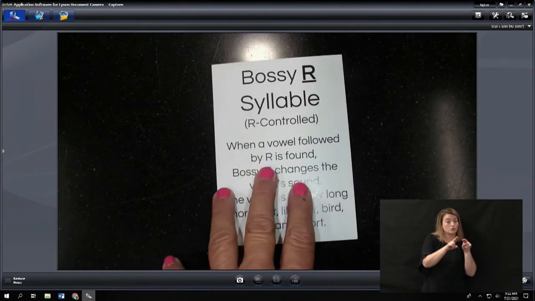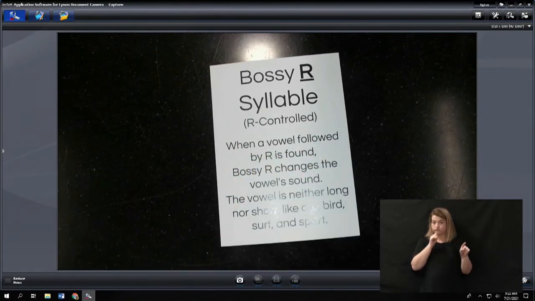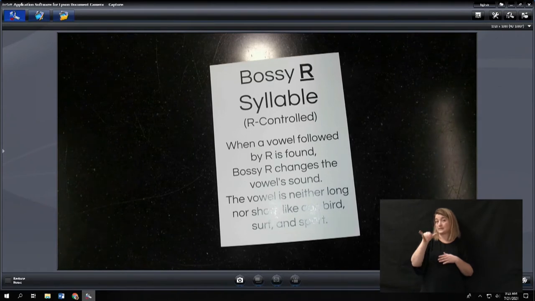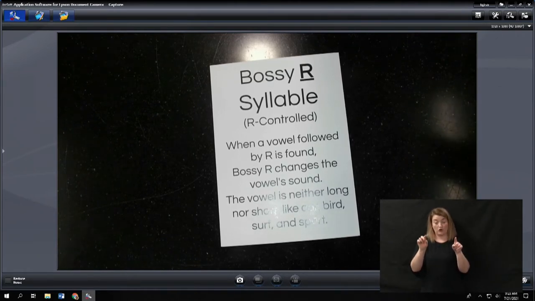Then I'm going to say, all right, class, we're going to learn about the bossy R syllable. The vowel has what after it? R. An R, exactly. And the sound is neither long nor short. It's a whole different sound. And then I'm going to individually do the different sounds for the bossy R's. And I would not do them on the same day.